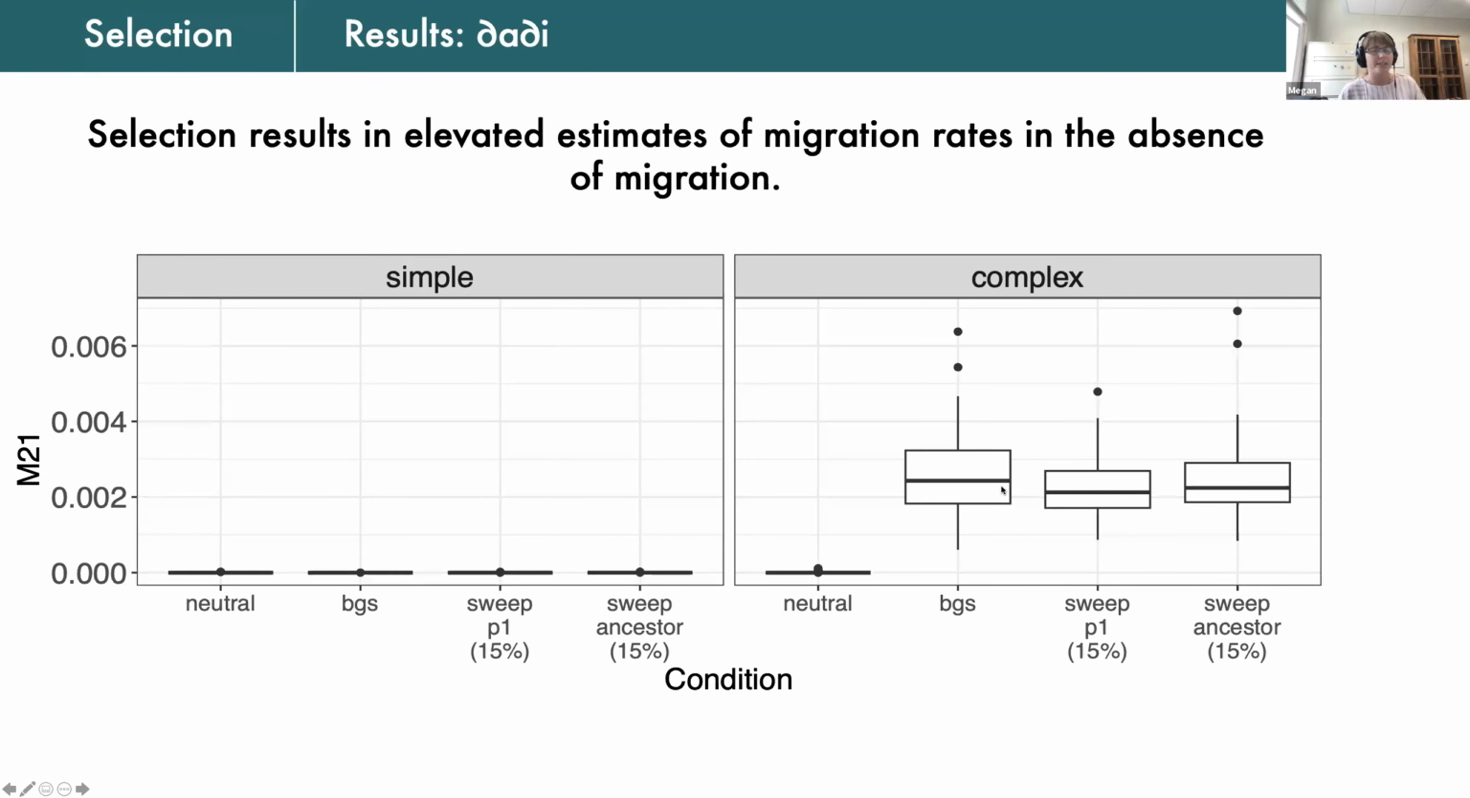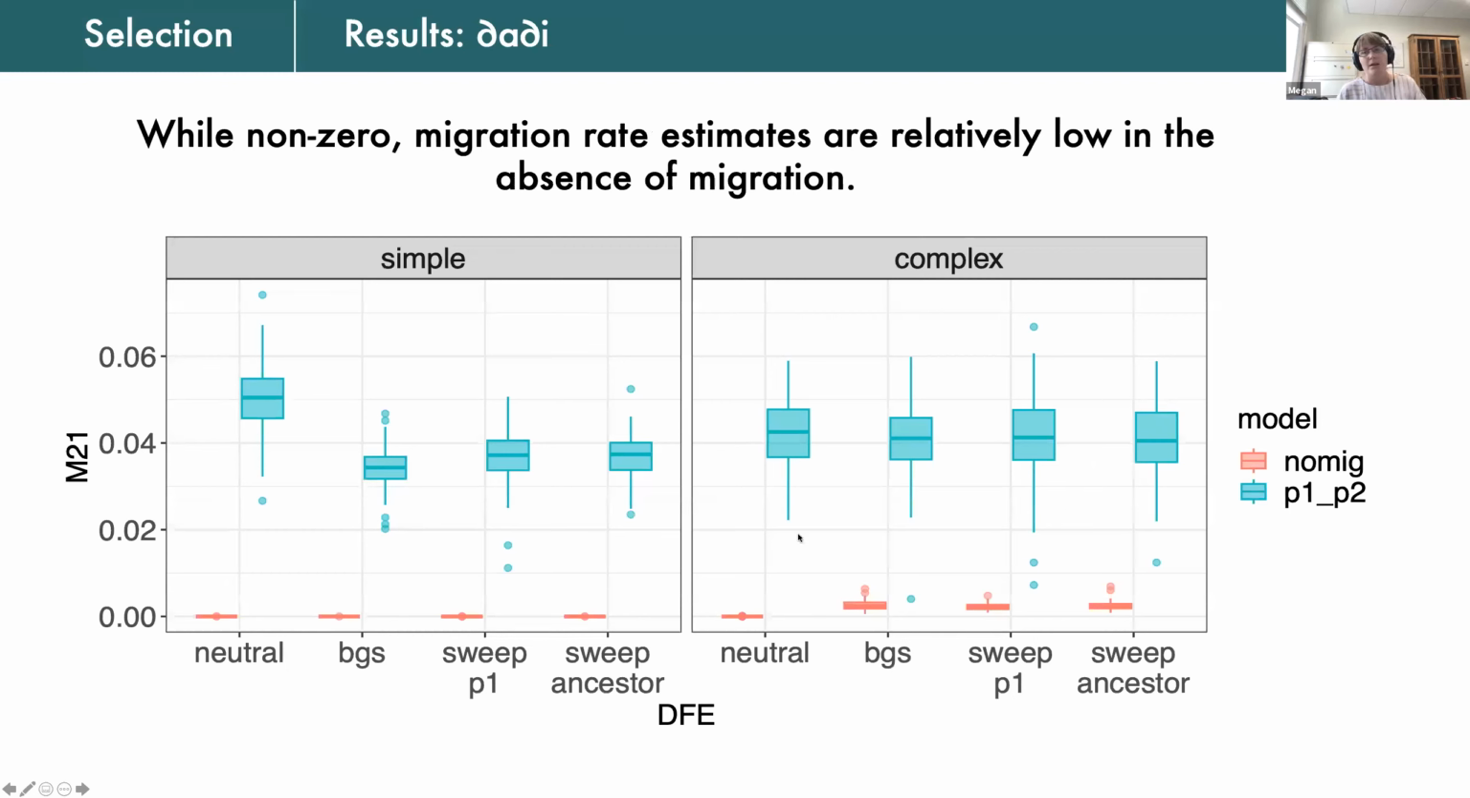And again, if we look at estimates of migration rates, we see the same pattern. Rates are elevated under this complex genomic architecture with selection. But yet again, we have this caveat where if we actually look at those migration rate estimates, they're rather low, and they're much lower than rates we see in blue here for models that include migration. Of course, if we simulated data sets with less migration, we could make these results more similar, but still these results are quite low in absolute terms.